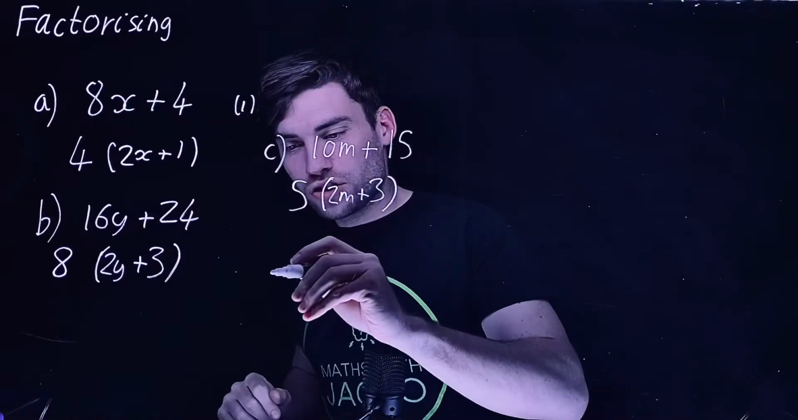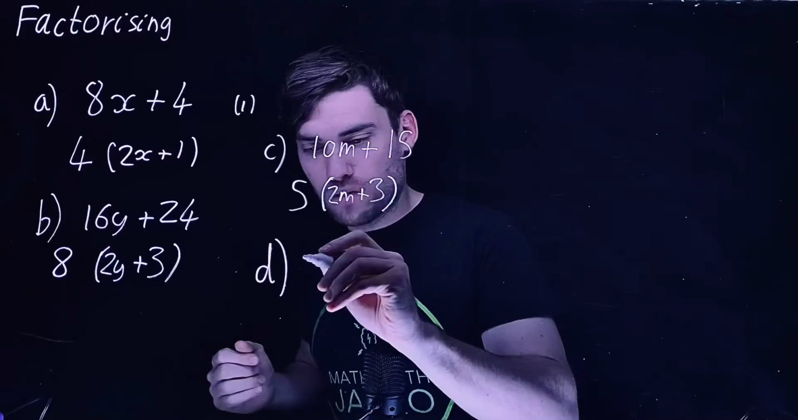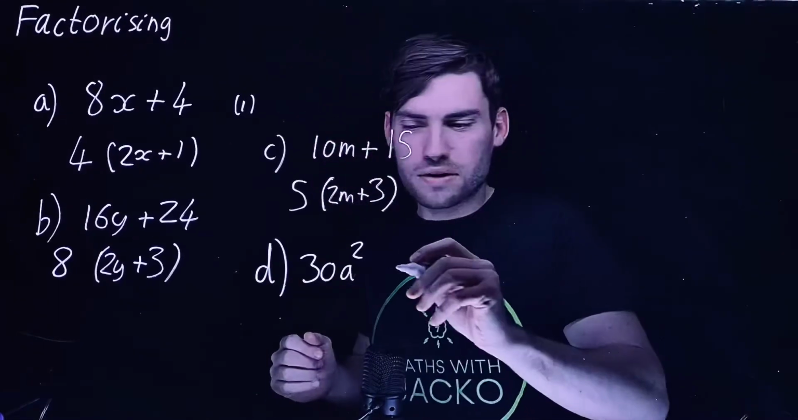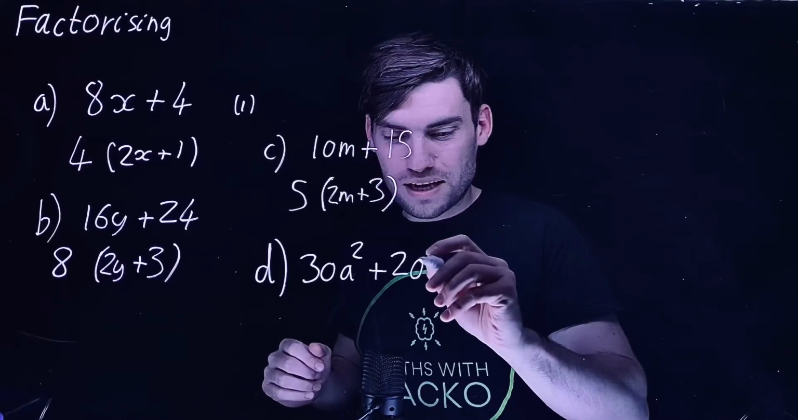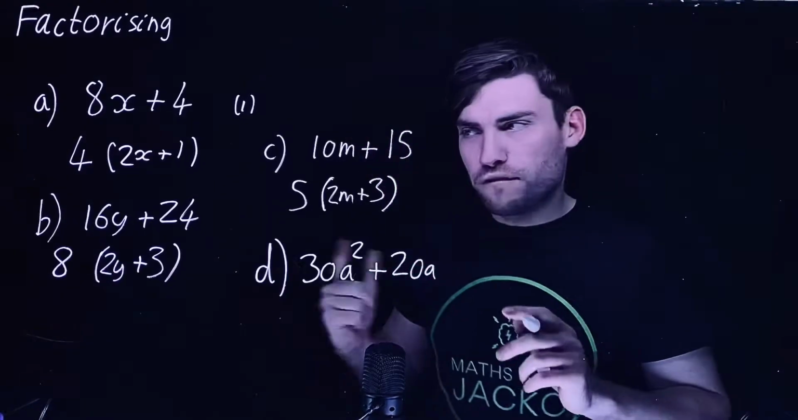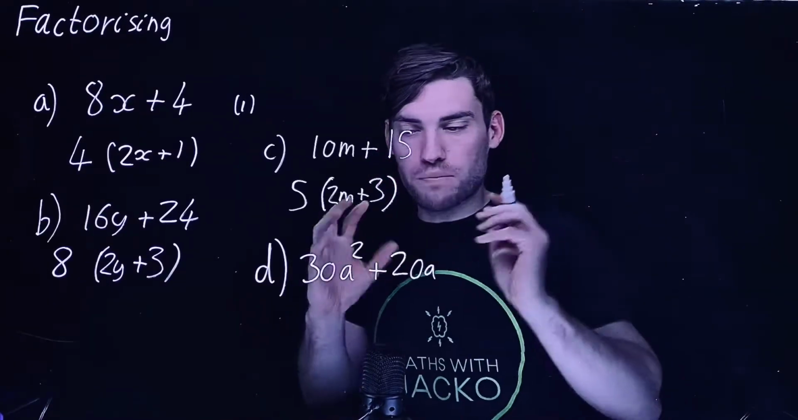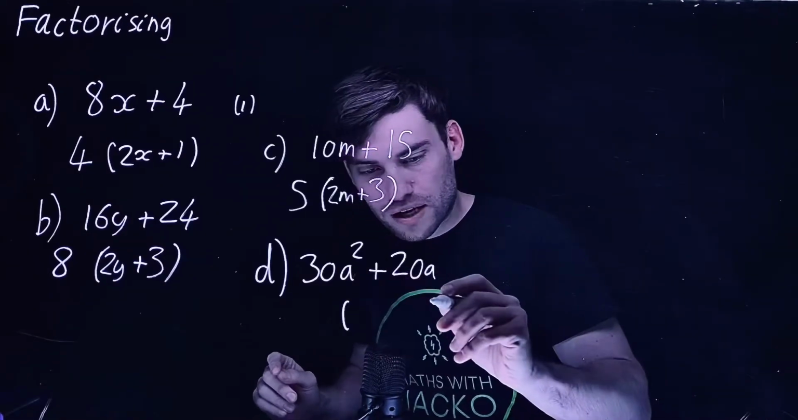Right, let's do a few more. Question D. Let's step it up that little bit more. 30a squared plus, let's go for 20a. This one is a bit different compared to the others because there's a letter in each term. So pause the video, have a go at that one. Remember, you're putting it into brackets.